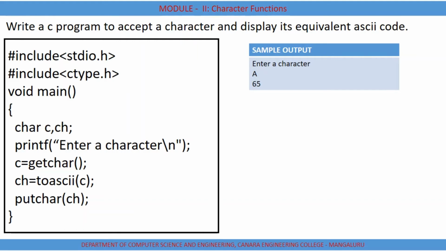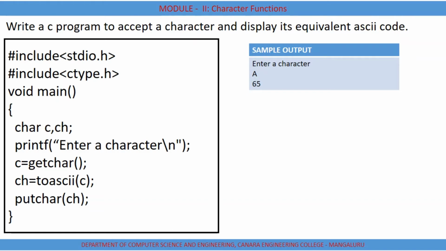So #include <stdio.h> marks the beginning of the program, wherein it consists of the standard input output library functions. Next, #include <ctype.h>. Now this header file I have included here because I have to make use of the built-in character function toascii. So this is declared, or this is defined, under the header file, that is ctype.h.